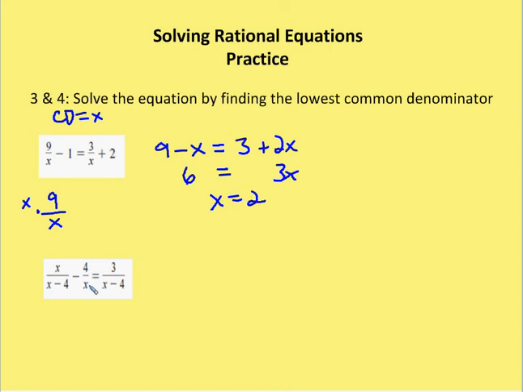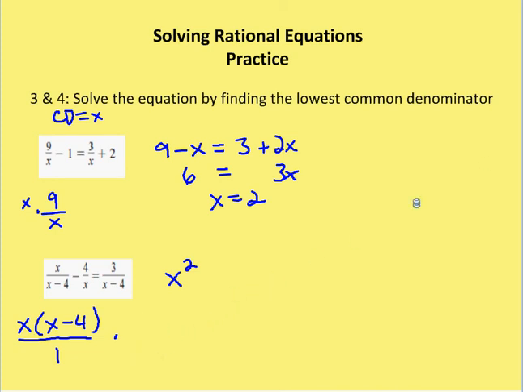Right, problem number 4, I see that the common denominator here is x times x minus 4. I'm going to multiply x times x minus 4 over 1 by all the terms. So let's take the first term on the left-hand side, x over x minus 4. I see a common factor of x minus 4, which reduces to 1. I just have x times x over 1, or x squared.